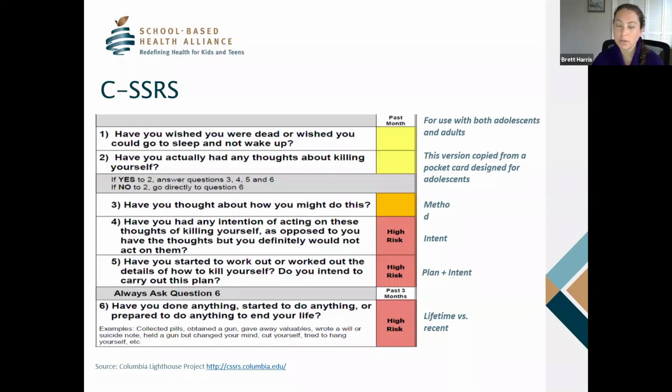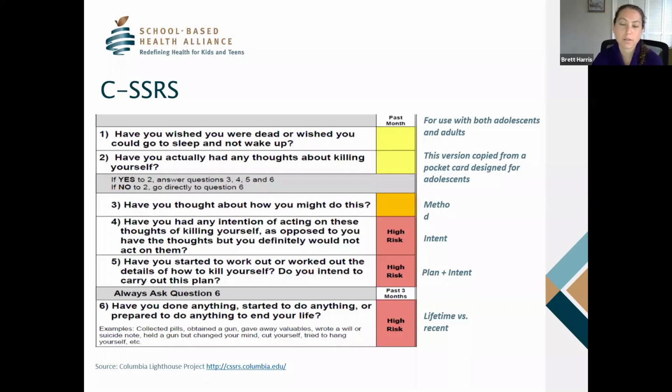So you can see how each question is assessing something different, and there's a different level of risk. Like with the SBIRT tool, the screening tools, it gives you enough information to know what level of intervention to provide based on the responses to the screening questions. And then at the next question 6, like we mentioned before, have you done anything, started to do anything, or prepared to do anything to end your life? So this is the actual suicidal behavior. You can see below there, they provide some examples of what's meant by that. That is very high risk.